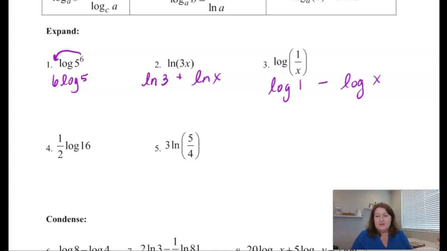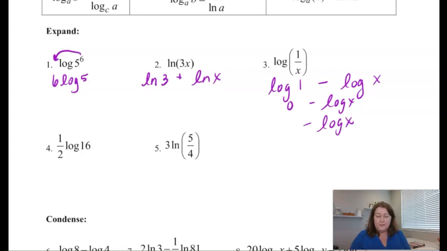Okay, and then anytime you're doing this, whether you're expanding or whether you're condensing, anytime you see any of those identities, you're supposed to take care of them. So if you saw ln of e, you're supposed to turn it into 1. Log 1 is really a 0. So this is just going to turn into negative log of x.